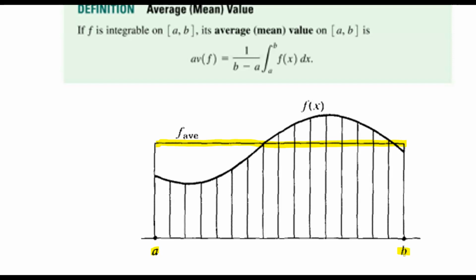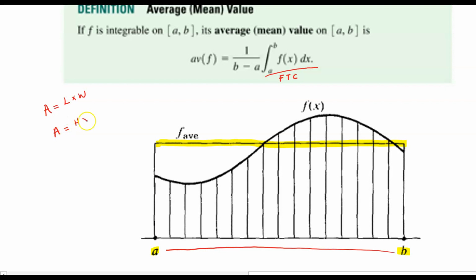Okay, so when we're looking at the function, it is basically a play on the fundamental theorem of calculus right here. What we do is we divide it by the distance or the width of the interval. So basically, think about it. If you have the area, and remember when we do the fundamental theorem, we're getting the area under the curve. Remember that area equals length times width. Well, in this case, we are doing area equals the height times the width.